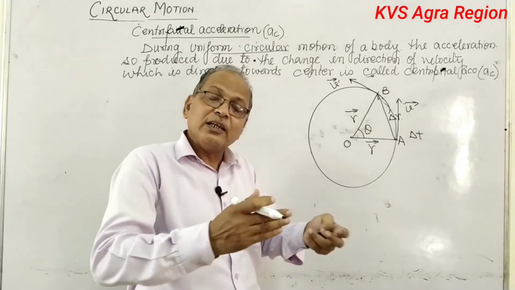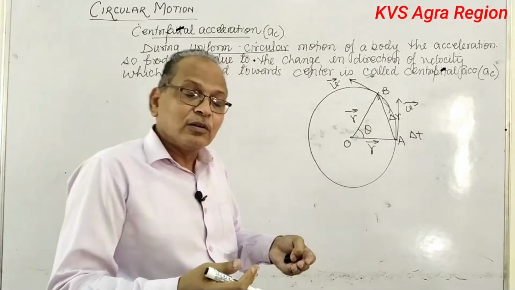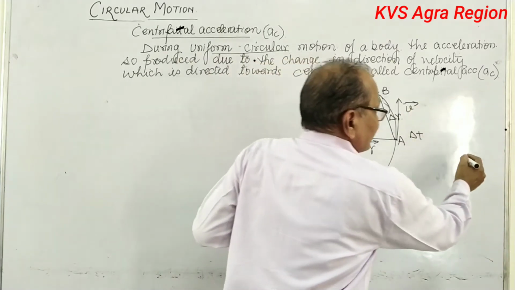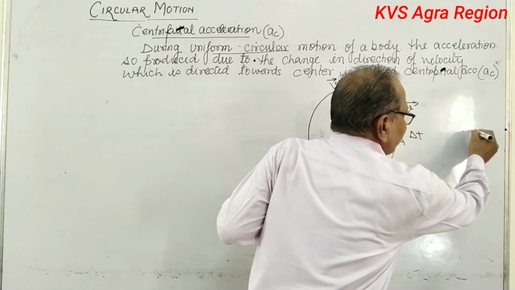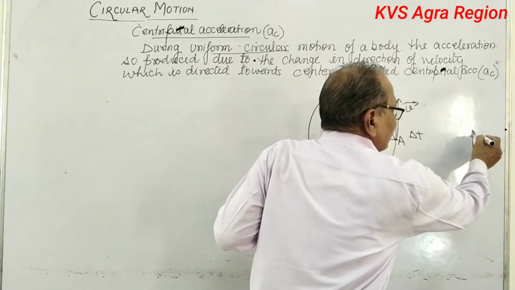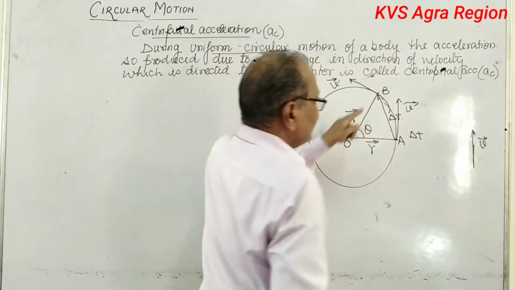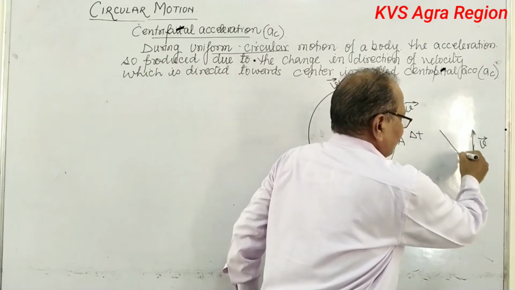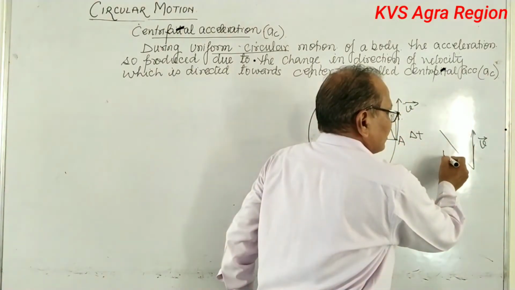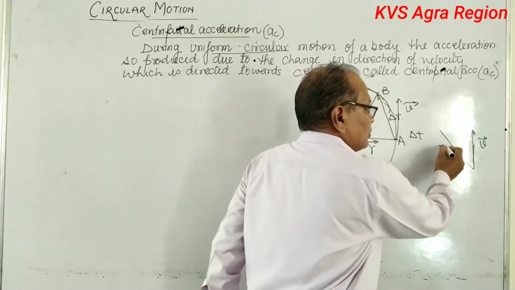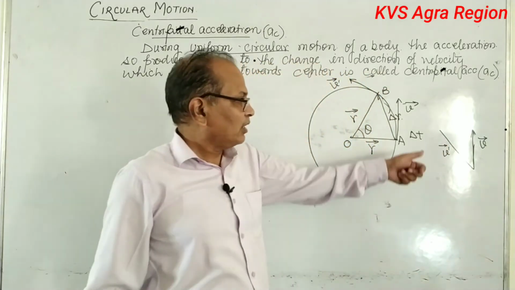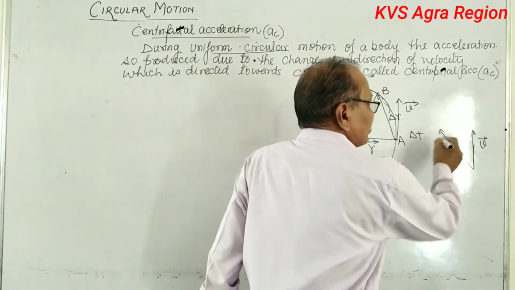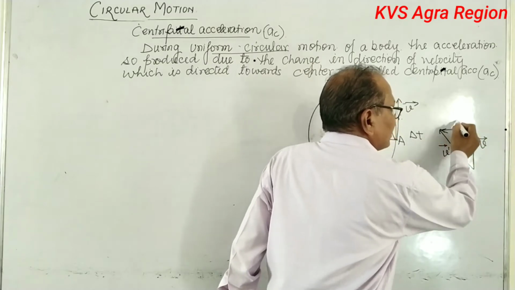Now if you draw the triangle for the velocity vector, how can you draw it? Now see, this is the velocity v, this is the v vector, this is the v dash vector. V dash vector lies over here like this, in this direction. Now if this is the v dash vector, this will be the delta v.